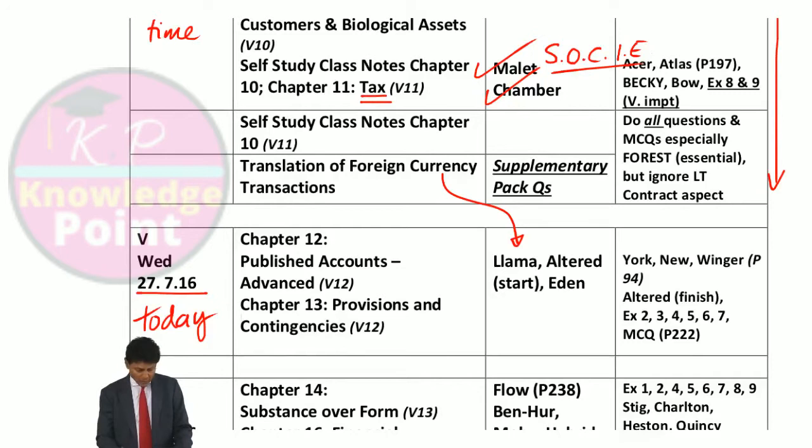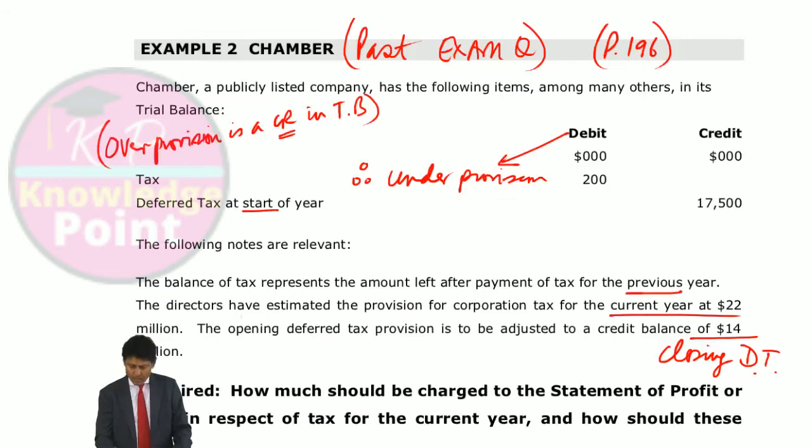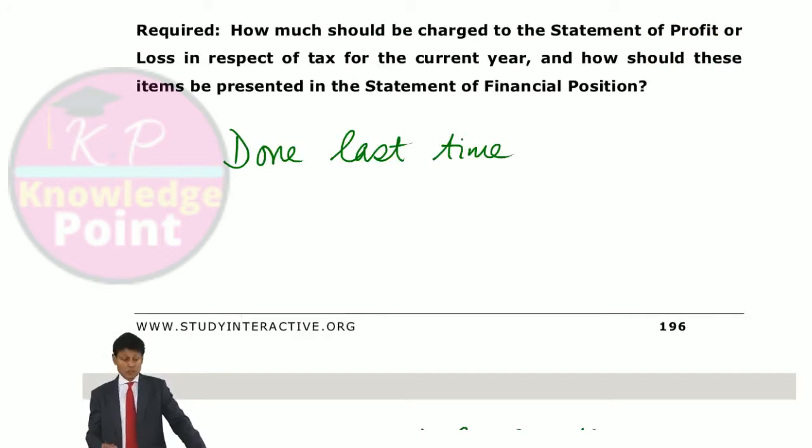Right, where should we go with all this? The class notes. When I saw you last time, we looked at the question called Chamber on page 196. So today I propose to carry on with that and take it a little bit further. So that's what we did last time. Page 196, a question called Chamber, past exam question. Remember the CUD mnemonic and that kind of thing.